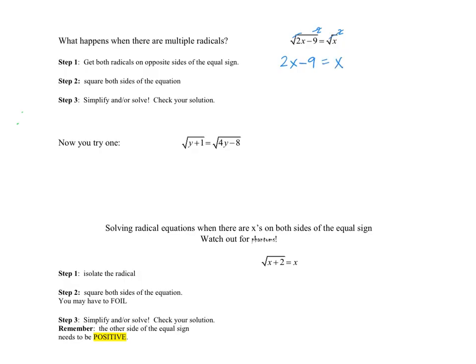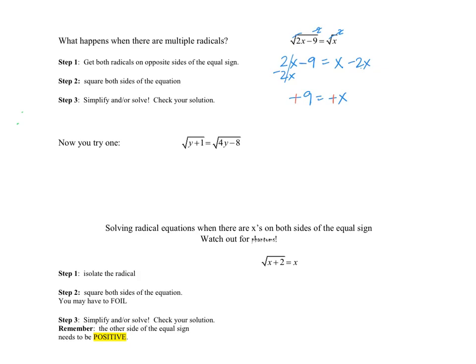And now you're just going to solve like you would ordinarily solve. So I'm going to bring my 2x to the other side, and I'm going to get negative 9 is equal to negative x. And then I'm going to continue solving by multiplying both sides by negative 1, and I get that x equals 9. Now we should check the solution just to make sure it works.